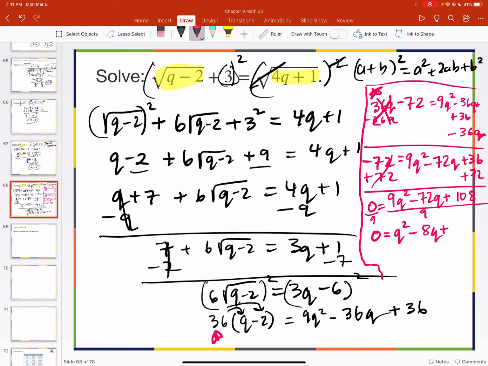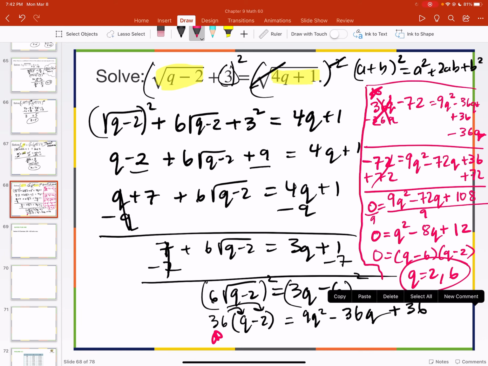let's see, plus, what is 9 times, what is that? My brain just, it's 12. Has it ever happened where your brain just kind of goes blah? Okay, 12. Okay, so then now we factor: q minus 6, q minus 2, right? And then your answers are 2 and 6.